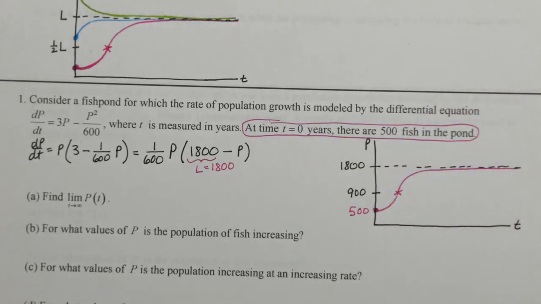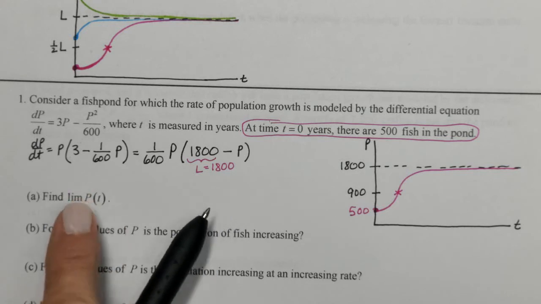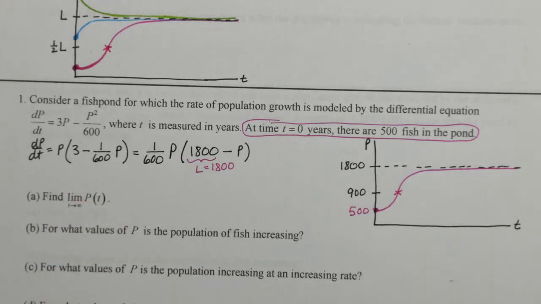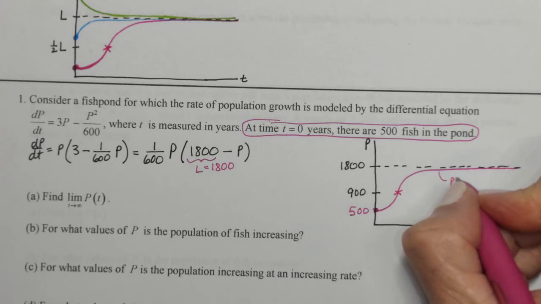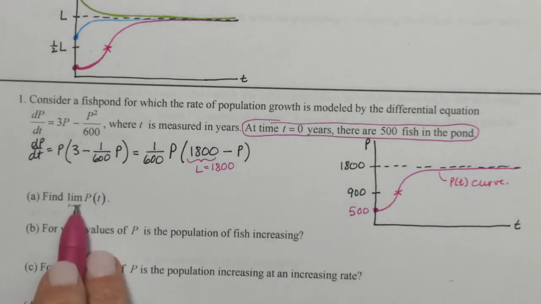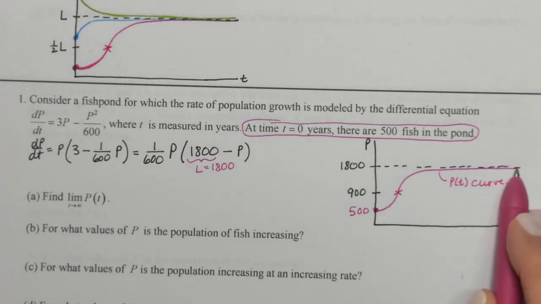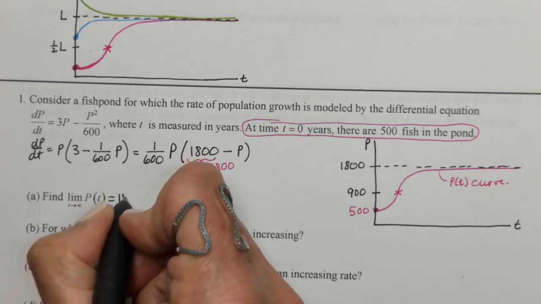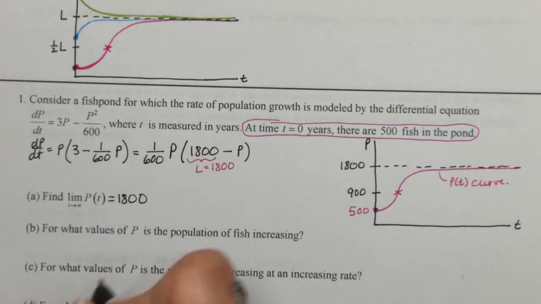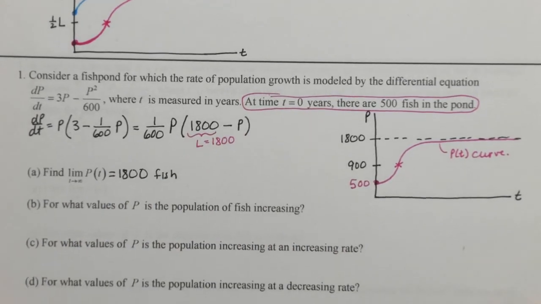All right. Let's answer these questions. What is the limit as time goes to infinity of our population curve? This, what we drew, is the population curve. So we want to know, as time goes to infinity, what is P? Well, as time goes to infinity, P is going to be approaching this 1800. They did not ask for units. If they did ask for units, the units would be fish in this case, because that's the units for P.